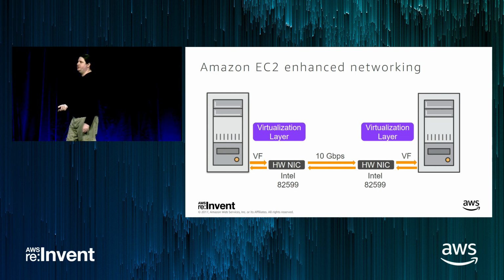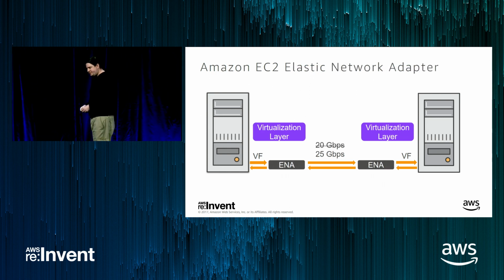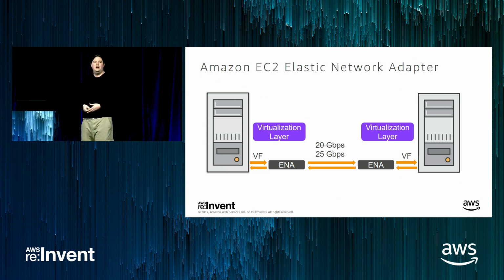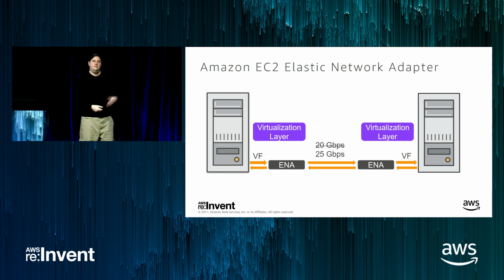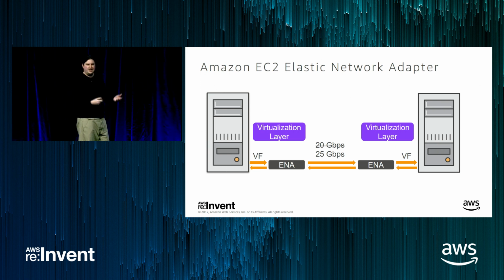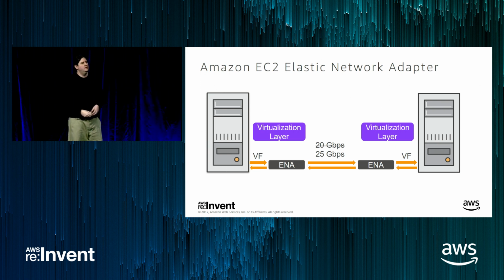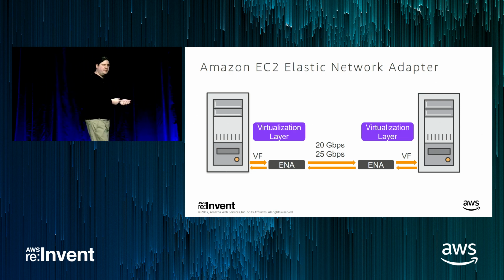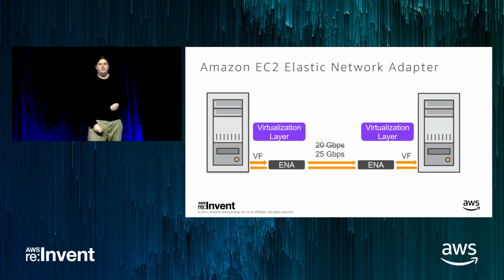So last year, we introduced the Elastic Network Adapter. And the Elastic Network Adapter conceptually is very similar to the Intel card. It's a box that exposes virtual functions up to the guests. You know, the academic term for this is SR-IOV, single root I/O virtualization. And these virtual functions are what the guest operating system uses to talk directly to the ENA driver.